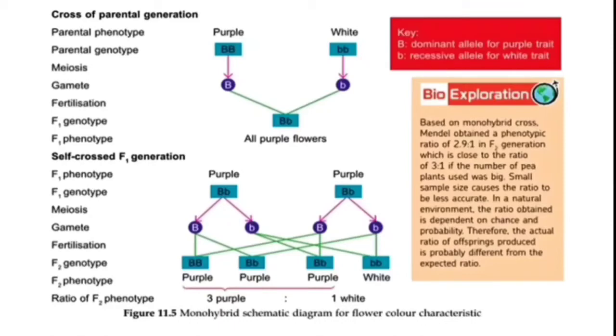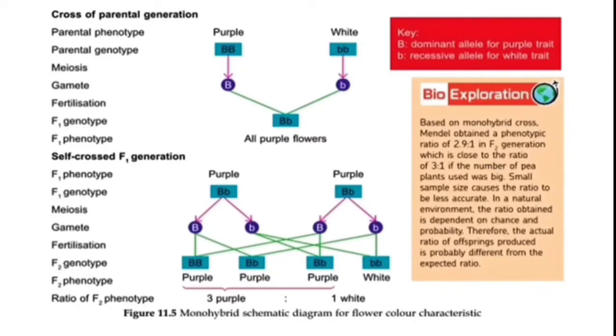Parental genotype. Genotype we know as genetic composition. So, for purebred purple flower, the genotype is 2 big B. And for the purebred white flower, the genotype is 2 small b. Next, the process of meiosis occurs. From the diagram, only one gamete produced.